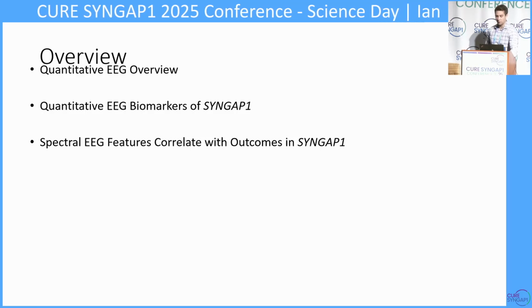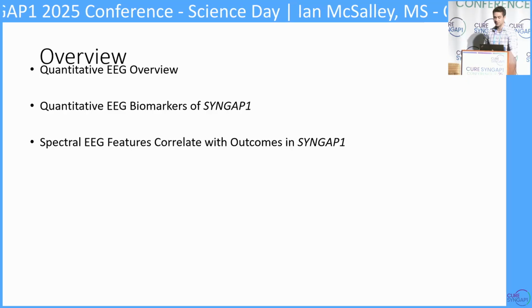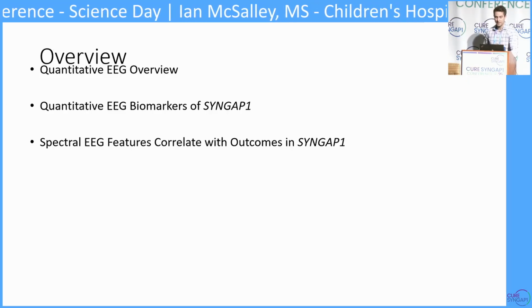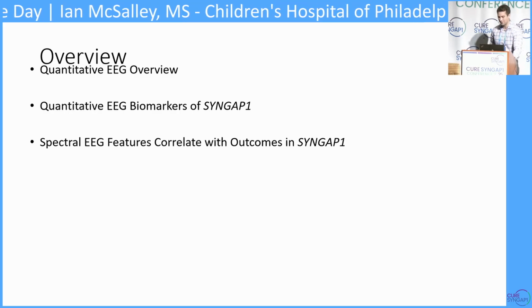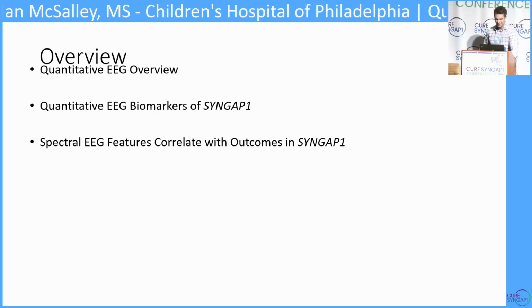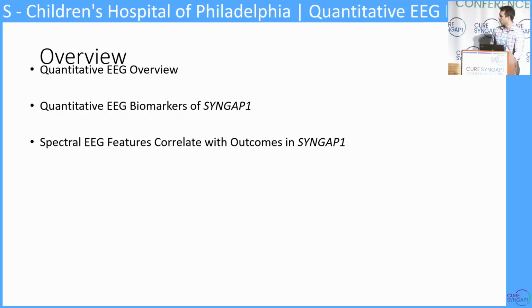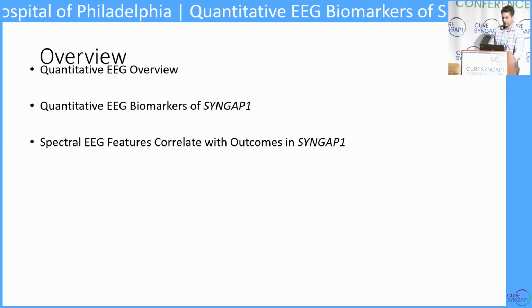I want to give you a quick background on EEG and some of our quantitative or QEEG measures we're using in our analysis. I'll broadly define what an EEG biomarker might look like and look at some of the data that was published from our group earlier this year, though after the last talk that might look a little familiar. And lastly, I will give you an overview of some of our latest efforts in exploring correlations between outcome measures and spectral features in EEG and Syngap.